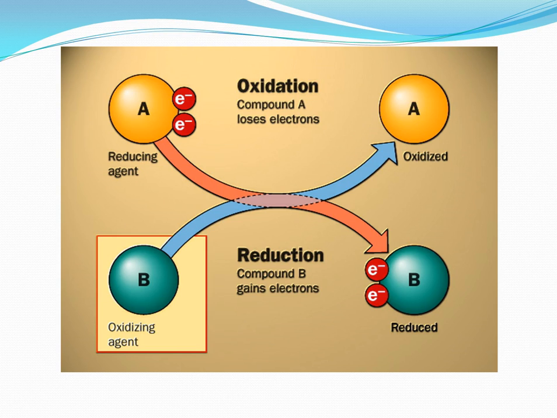This is the same diagram that you would have seen yesterday. See how the reducing agent is losing electrons through the process of oxidation. The oxidizing agent is gaining electrons through the process of reduction.